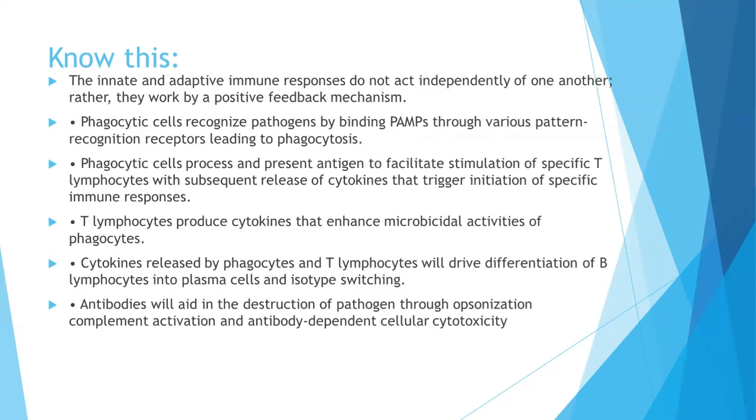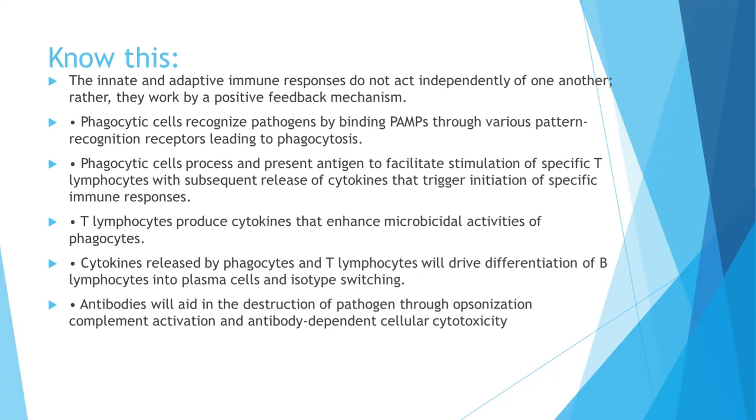The innate and adaptive immune responses do not act independently of one another. Rather, they work by a positive feedback mechanism. The phagocytic cells recognize pathogens by binding the PAMPs through various pattern recognition receptors, leading to phagocytosis. The phagocytic cells process and present antigen to facilitate the stimulation of specific T lymphocytes, with subsequent release of cytokines that trigger the initiation of specific immune responses.